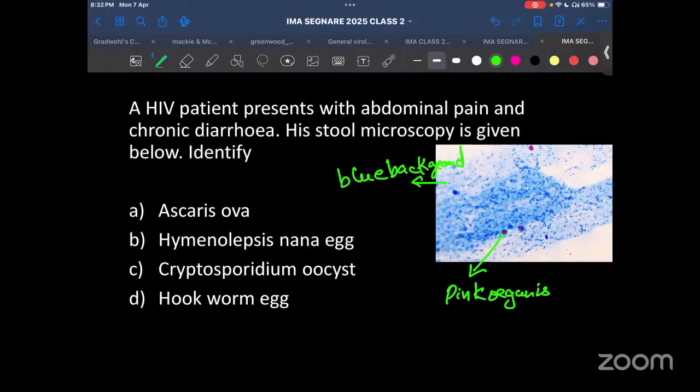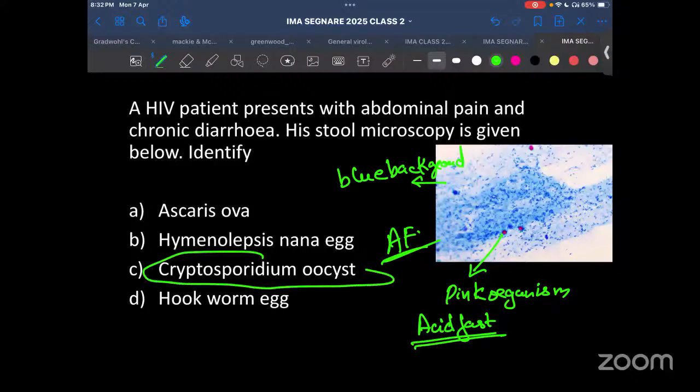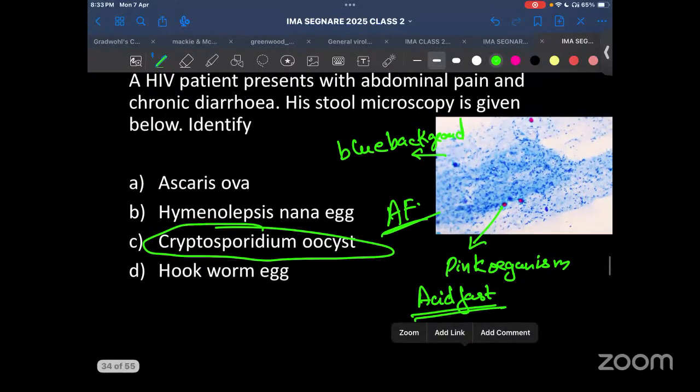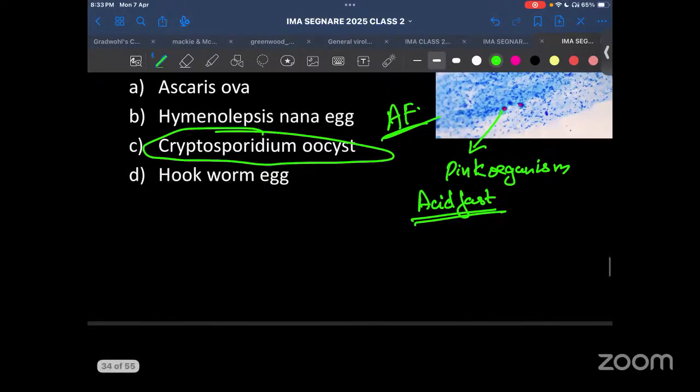What is this staining? This is acid-fast staining. This is modified acid-fast staining for stool that is being done, and we are seeing an acid-fast organism here. This is an acid-fast parasite, and the acid-fast parasite is Cryptosporidium. So, Cryptosporidium oocyst in stool is actually acid-fast. It is an opportunistic infection in HIV. There are two other organisms here, so we'll discuss that.